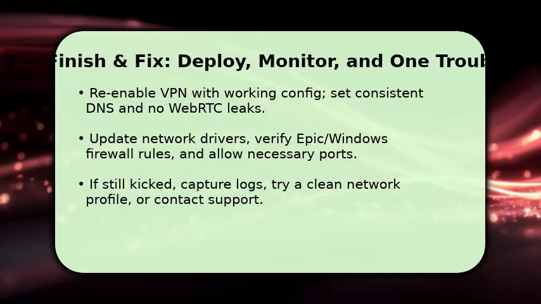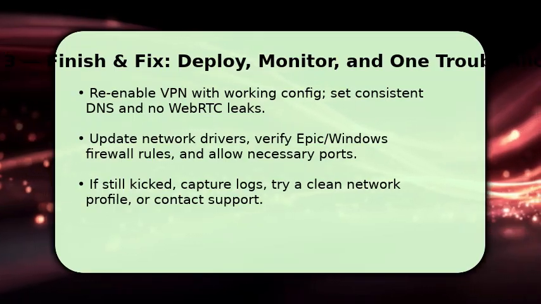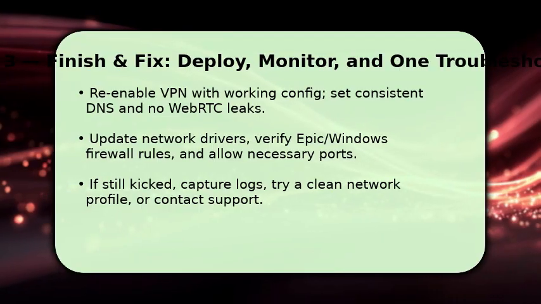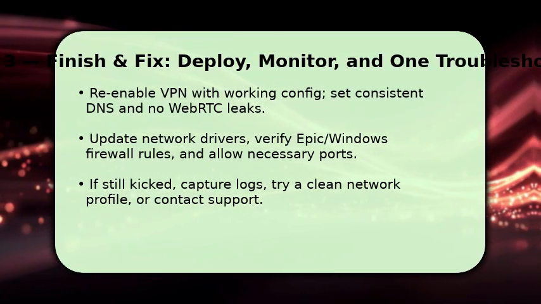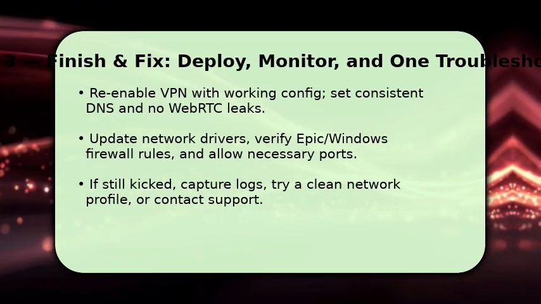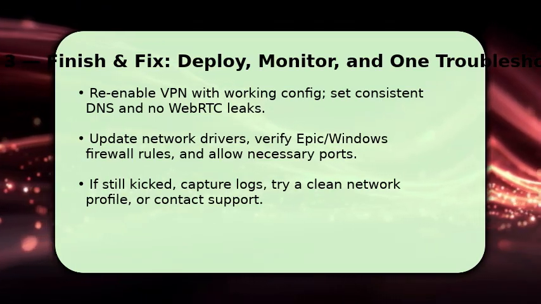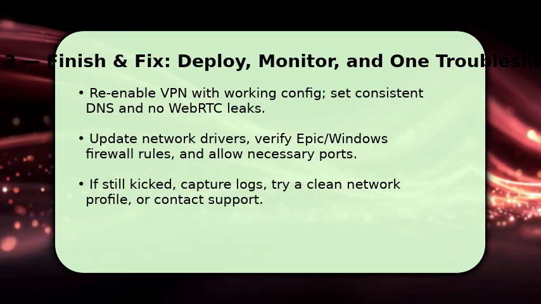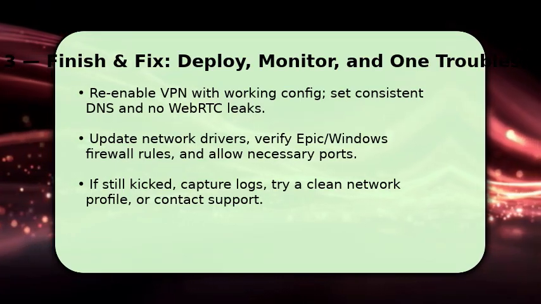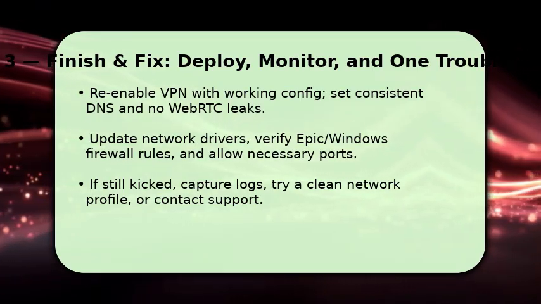You finish by reapplying the VPN configuration that passed tests, set explicit DNS entries, disable WebRTC leaks, and confirm no split tunnel exceptions were accidentally reversed. Then update NIC drivers, check Windows firewall or router rules to allow Epic services, and make sure necessary ports are open.